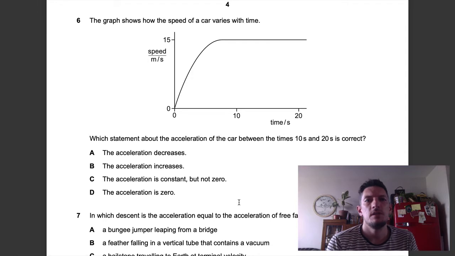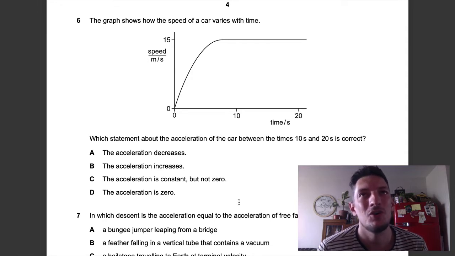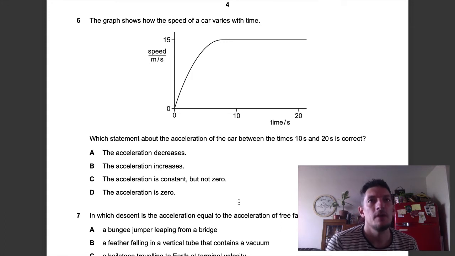Next up, another speed-time graph. This graph shows how the speed of a car varies with time. Now they're asking us about the acceleration of the car between the times 10 and 20 seconds. What do we say about that?